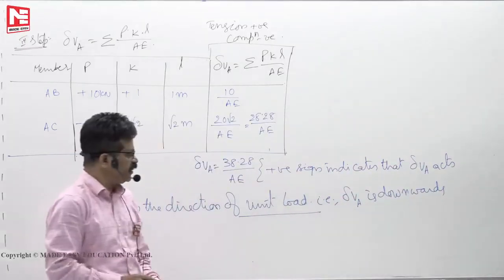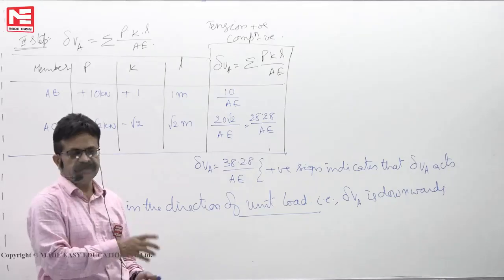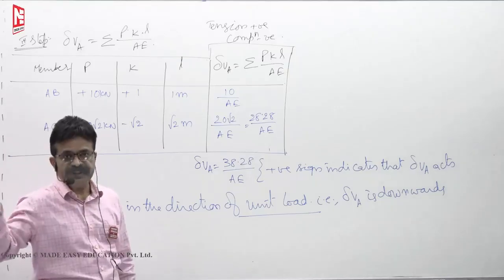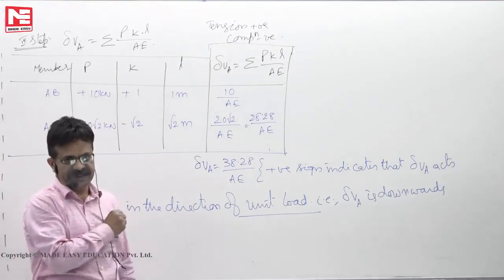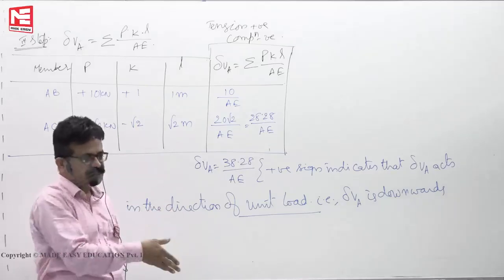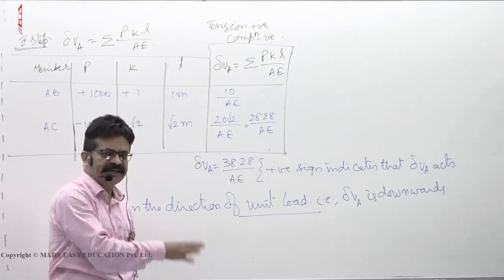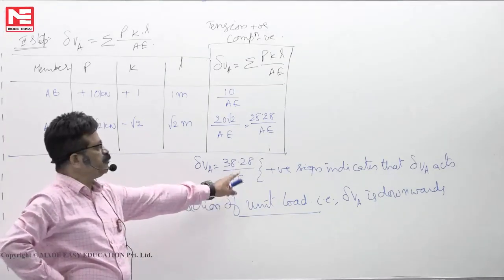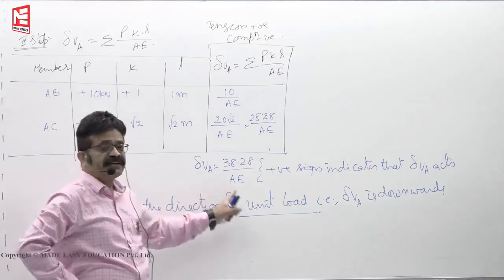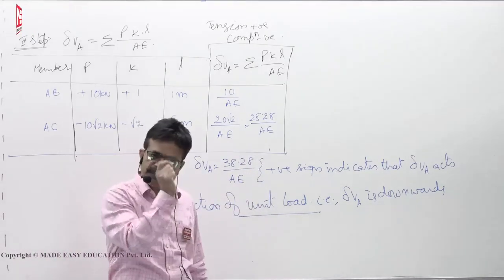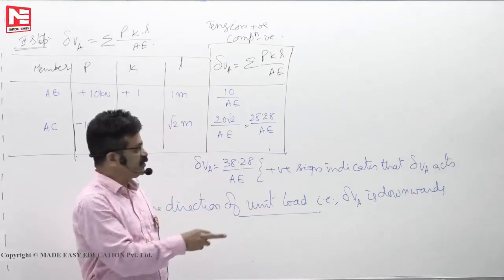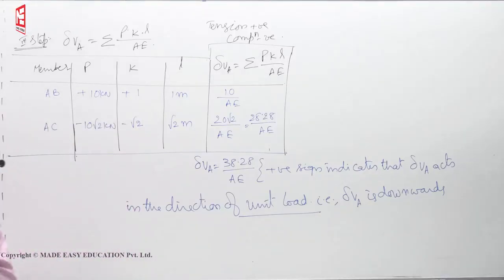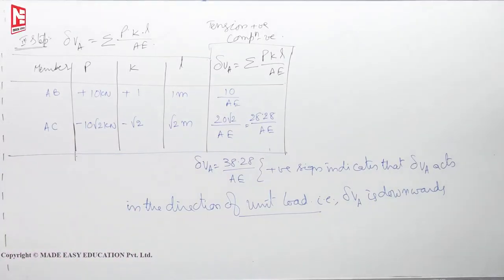See, a positive sign indicates it acts in the direction of the unit load only, not in the direction of the applied load. Sometimes the load is at one location and you are finding the displacement at some other location. At that location, in whatever direction you give the unit load, displacement will happen in that direction, wherever the applied load may be. That's why a positive sign indicates that delta VA acts in the direction of unit load. Negative means opposite to the direction of unit load. So this is how you will find the vertical displacement of joint A.